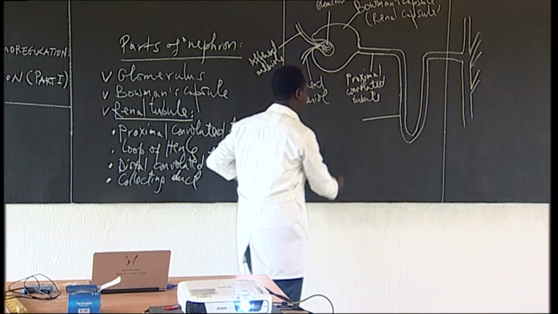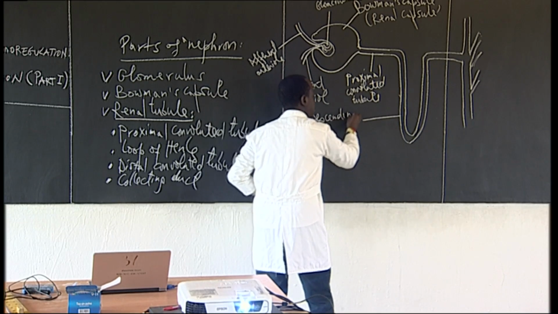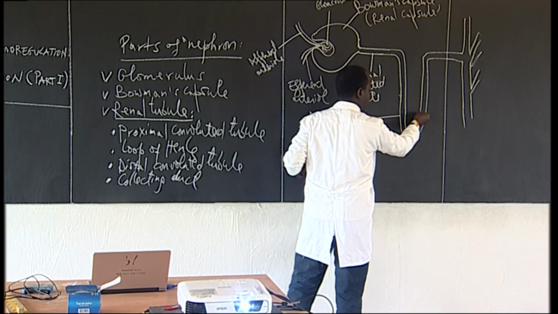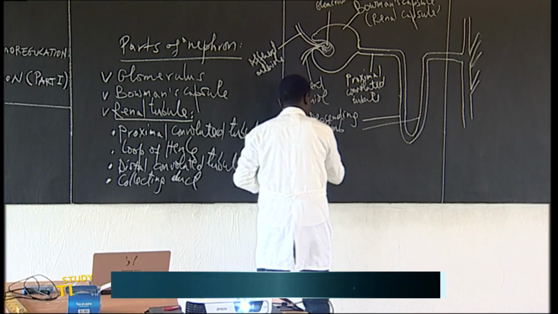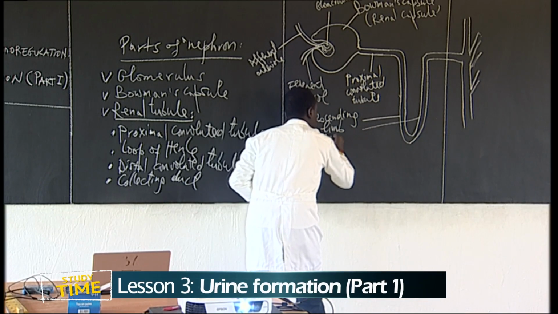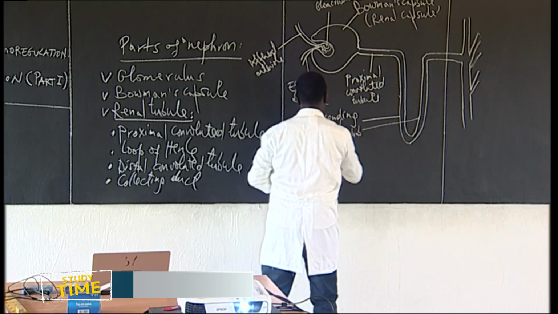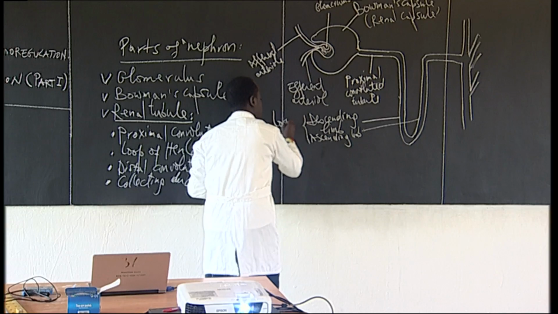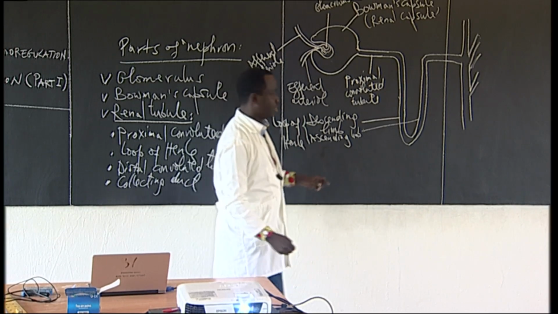Are you getting this? It has the descending limb. It has another part here, which is the ascending limb. Together, these form what we call the loop of Henle. This is the loop of Henle.